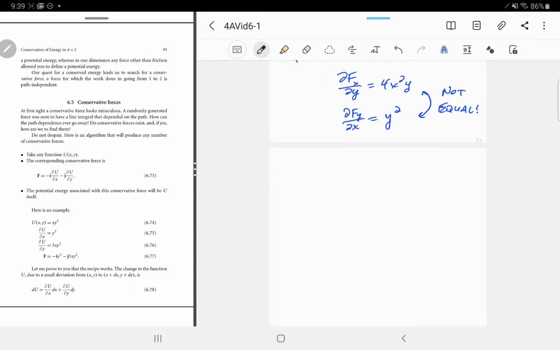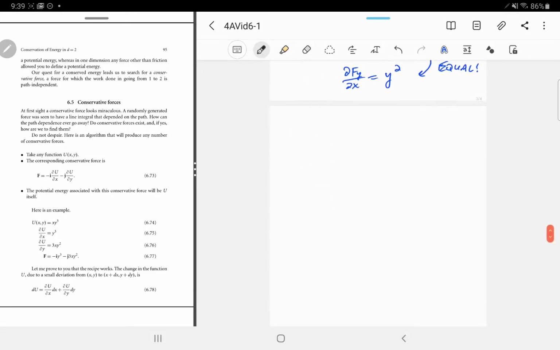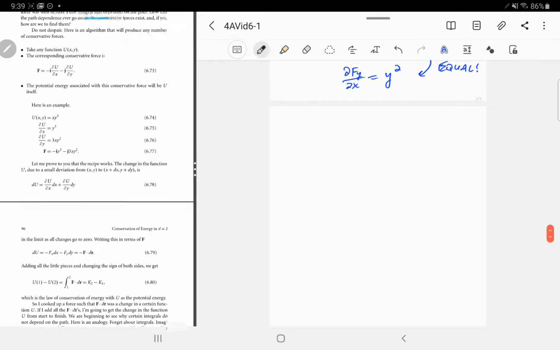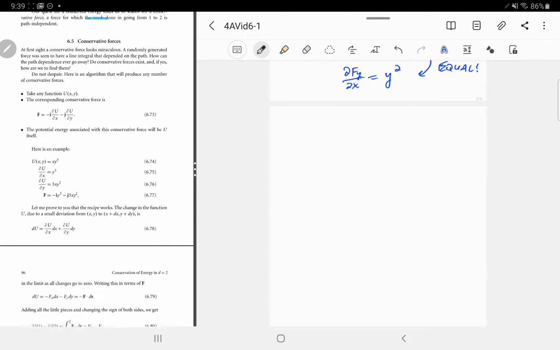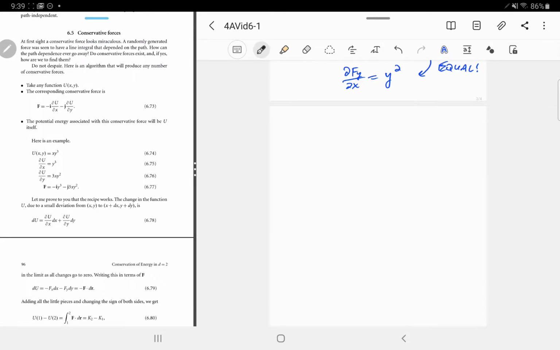Okay, so now for this next section, let's make some general mathematical statements about conservative forces. I'll just write the following are equivalent. So if any one of these things is true, then the rest are true. Okay, so it introduces a little bit of notation.